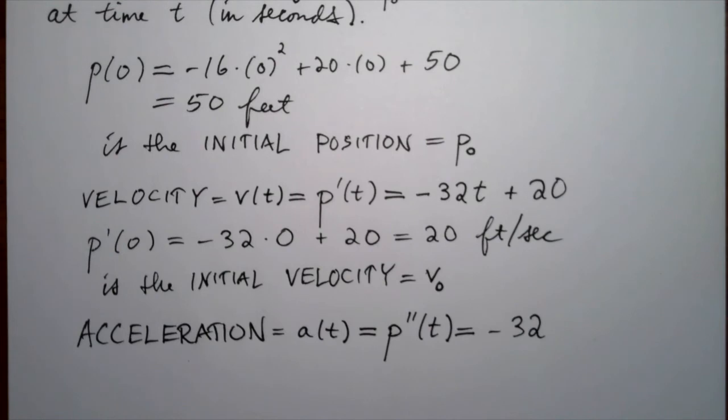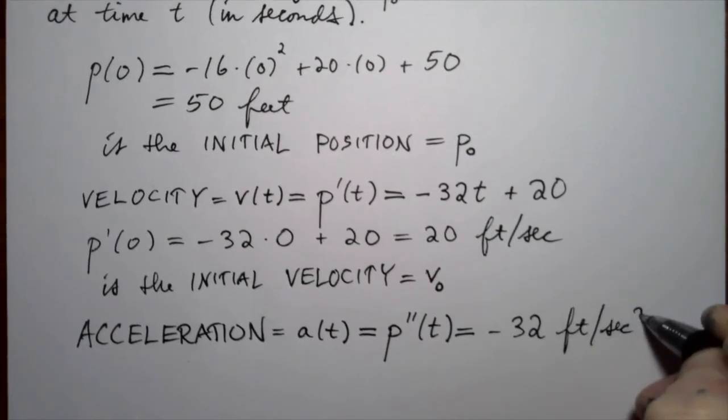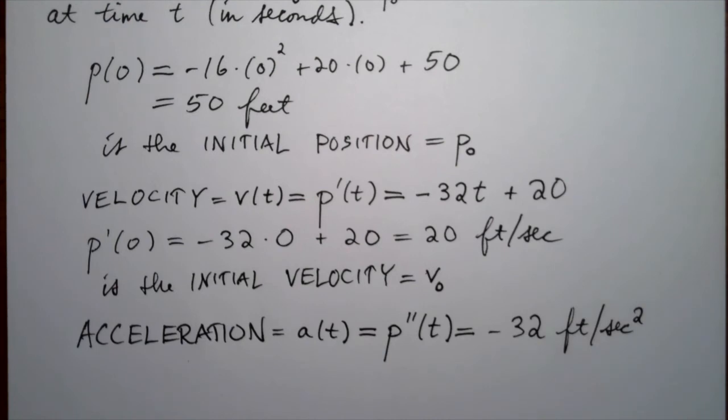So we see here that the acceleration is constant at minus 32. And now the units here are feet per second squared. That's because it's a rate of change of a rate of change. There's 2 time units for the same reason that area has 2 length units. So meters squared is how we measure area. Feet per second squared is how we measure acceleration.